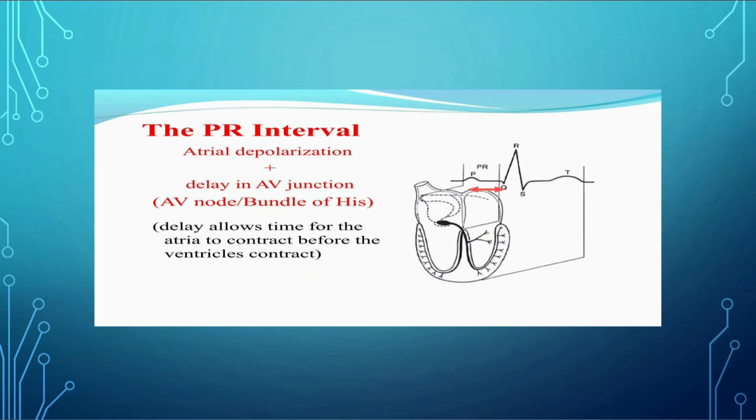Now the PR interval. So what is the PR interval? It indicates the atrial depolarization. You can see this PR. So it indicates the atrial depolarization and delay in the AV junction. So this delay allows time for the atria to contract before the ventricles contract.